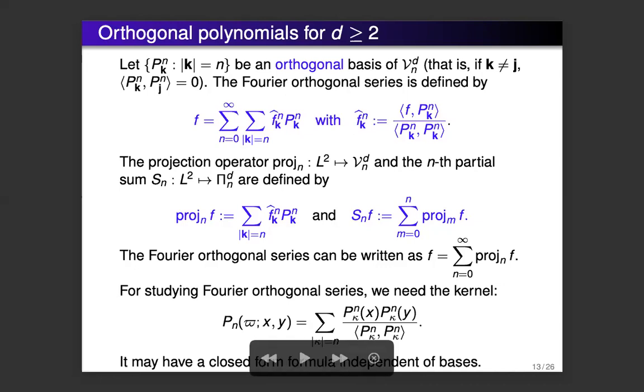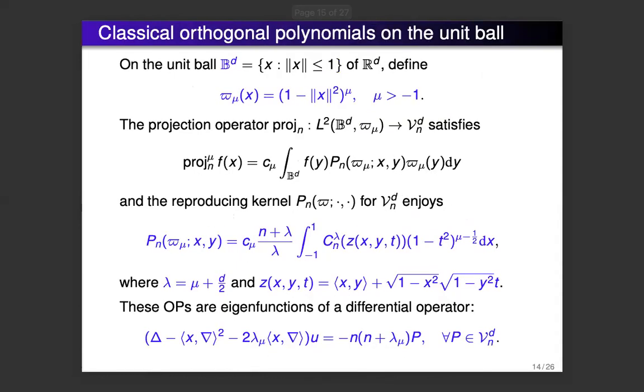So the beautiful part of this is, like in the classical Fourier series, if you write down the Fourier series with the sine and the cosine, it's a mess. But if you write down the Dirichlet kernel, it's much, much easier to handle. So this would be the equivalent of the Dirichlet kernel. So let's take the classical case of orthogonal polynomials on the ball. This will be my primary example.